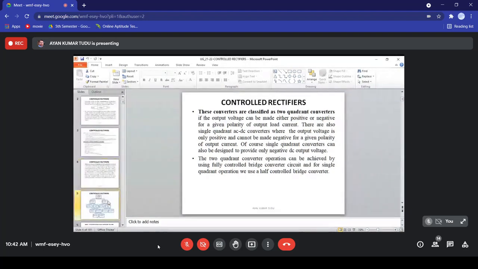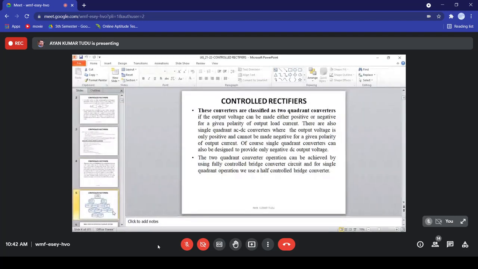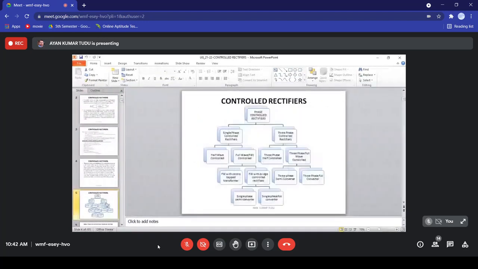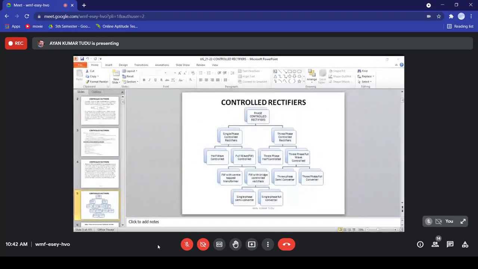As you can see, these are the various types of controlled rectifiers. The controlled rectifiers can first be divided into two parts: single phase and three phase. Again, as we have done for our uncontrolled rectifiers, we'll proceed the same way, dividing single phase into half wave control and full wave control. Full wave again will be of two types.